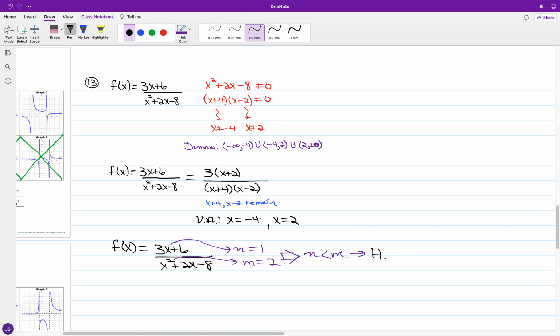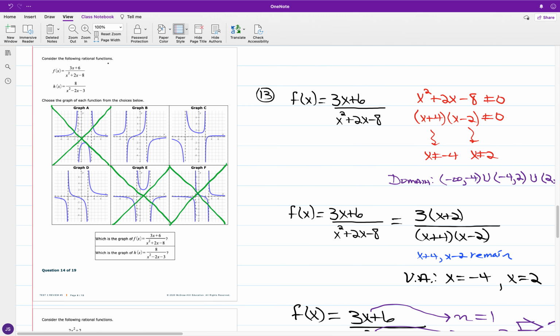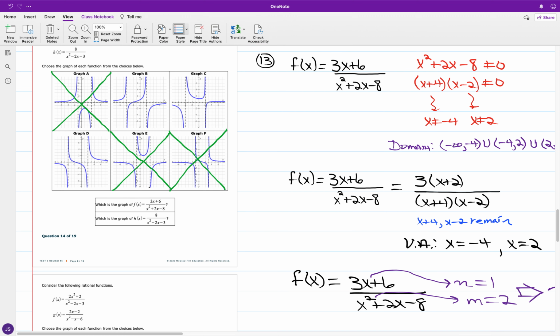And whenever n is less than or equal to m, you're going to have a horizontal asymptote. For the less than case, the horizontal asymptote is going to be at y equal to 0. And I think that all of these graphs are going to have the horizontal asymptote, so you have the x-axis throughout. Okay, so we've gone through the round of eliminating graphs A, E, and F after the vertical and horizontal asymptotes round.